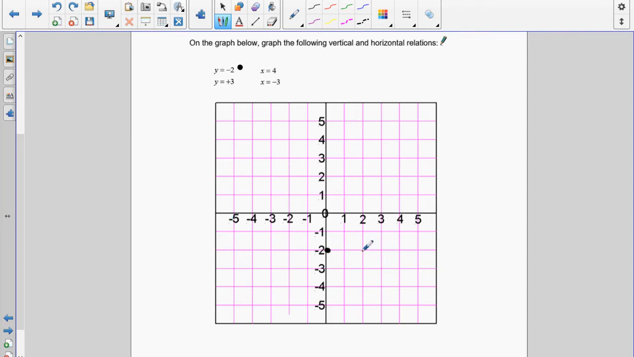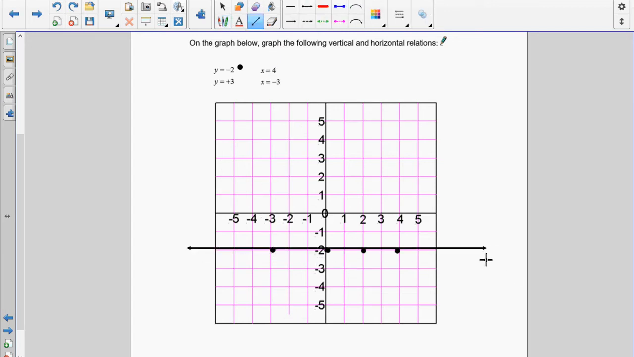So x can be 2, but y has got to be -2. X can be 4, but y is -2. X can be -3, but y has to be -2. So you could see that we have a line right here which is going through the -2. So this is your y is equal to -2. Right? Now let's take a look at the next one.